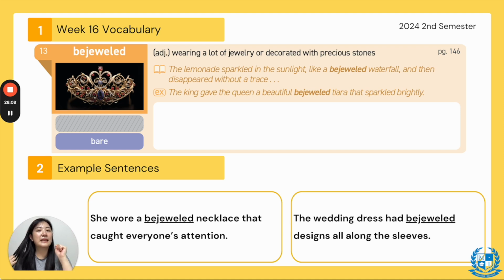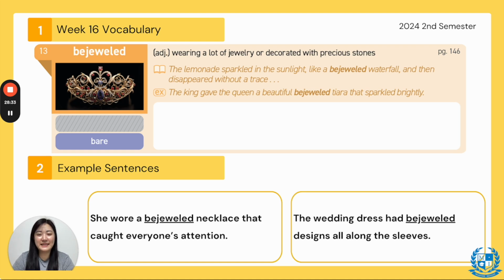In our book it says, the lemonade sparkled in the sunlight like a bejeweled waterfall and then disappeared without a trace. I remember, I think this is when Evan had to pour out his lemonade. When he poured it out onto the grass, it was nice and shiny and sparkly, but it got all absorbed into the soil.